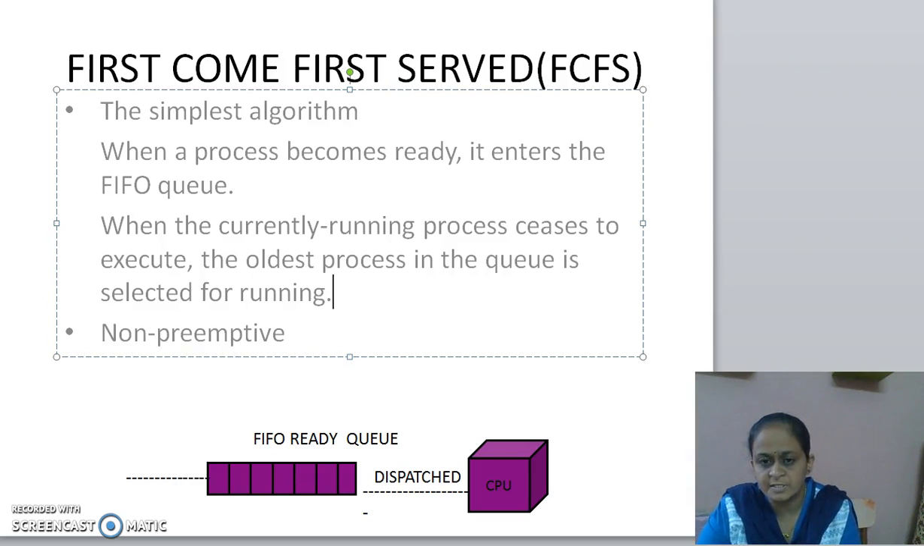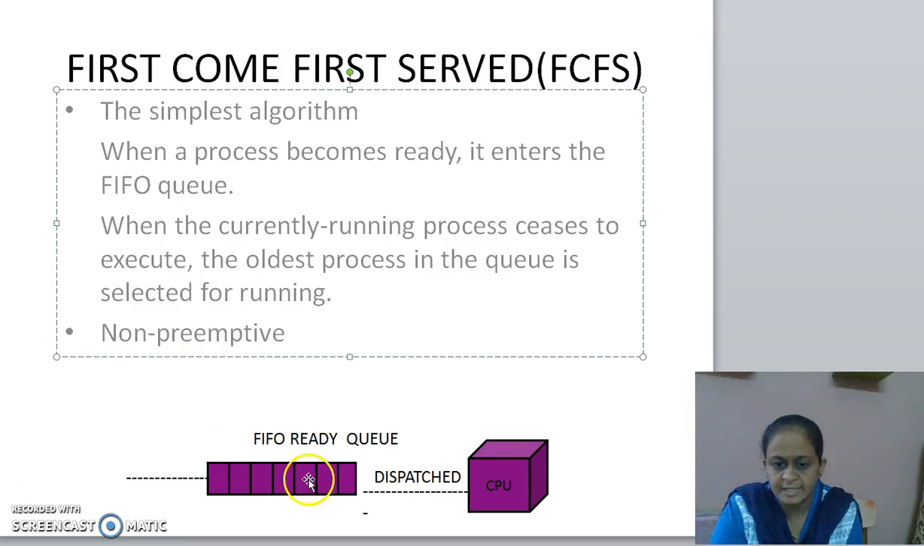First come first serve, the name itself says that whichever process comes first into the system will be given the first preference. So here we are going to consider the arrival time of each process, and the mode we are going to take as non-preemptive. Non-preemptive means that once we choose the process from the ready queue and allocate the CPU for that, it will not be removed from the CPU until it finishes its work.